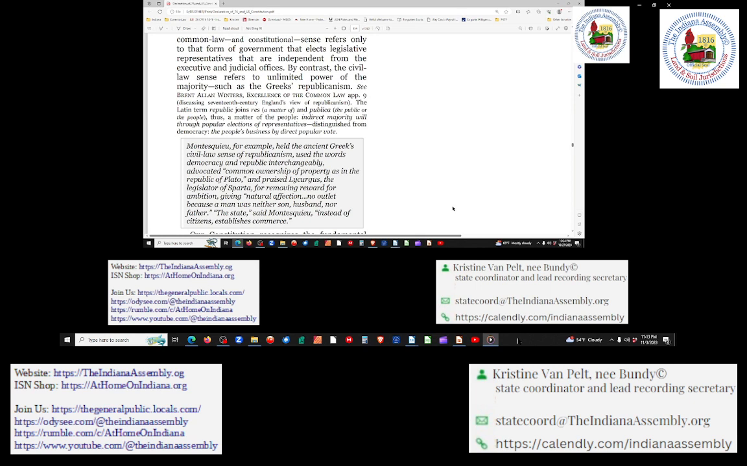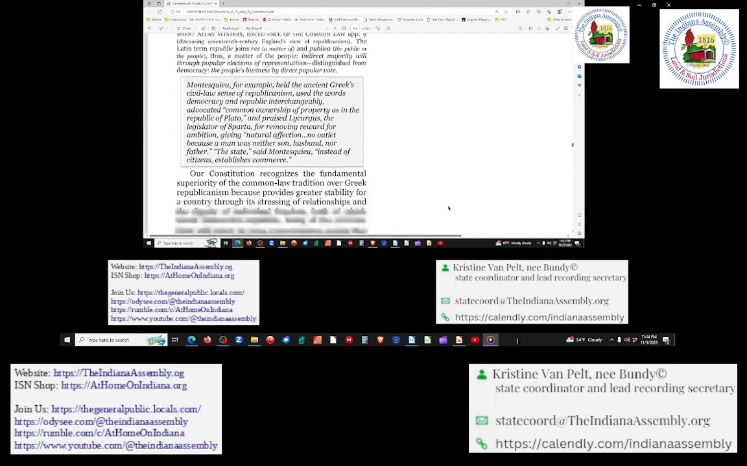The Latin term republic joins res, a matter of, and publica, the public or the people, thus a matter of the people. Indirect majority will, through popular elections of representatives, is distinguished from democracy, the people's business by direct popular vote.